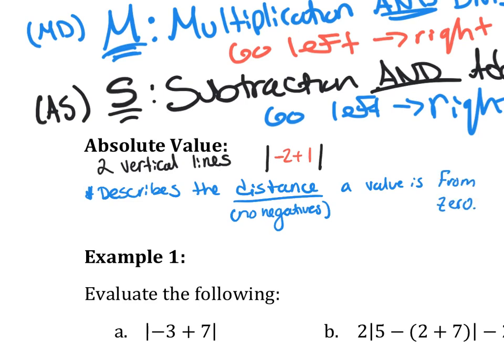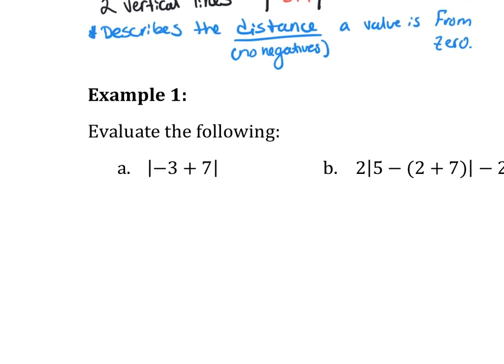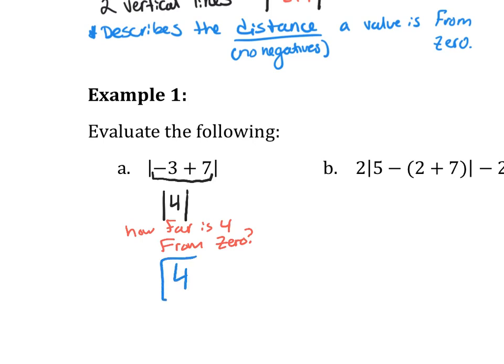So for example 1a, with our gems, we start with grouping, what's inside these absolute value bars. We can do that addition, -3 plus 7. You can type it in your calculator if you want. Type -3 and then plus 7, hit enter, and that'll give you 4. So we want the absolute value of 4. This is really asking how far is 4 from 0. Well, 4 is 4 away from 0. So 4 is the absolute value of 4.